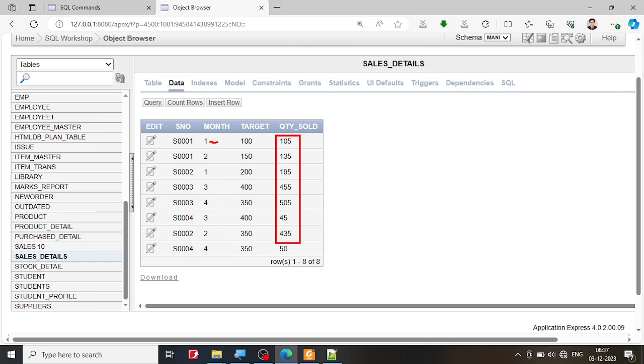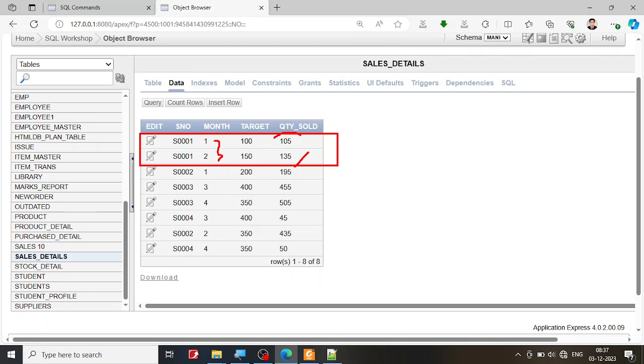You are going to select the specific salesperson. For example, this is the salesperson for month 1 and 2. What is the total sales? This is what you're going to sum. Similarly, for the other salesperson, sales number 3 or 4, whatever it is. Suppose you take sales number 3, what is the total sales for the 2 months over here? This is what you're going to do.